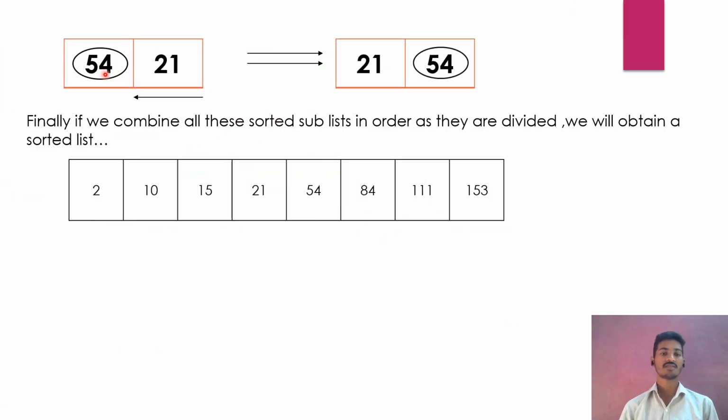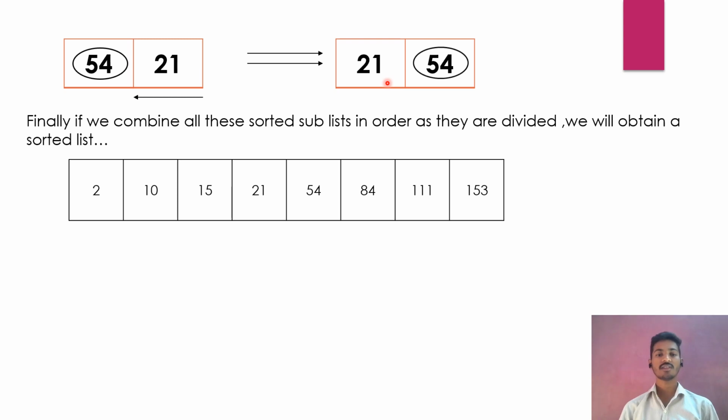See, this is 54 and 21. Here 54 is the pivot element. We have to scan from right to left. After scanning, we will find that 21 is less than 54, so we have to swap both. After swapping, we will get 21 and 54. On the left side of the 54, there is one element 21 which is less than 54, so the pivot element is placed in its correct place. So there are no partitions after this.